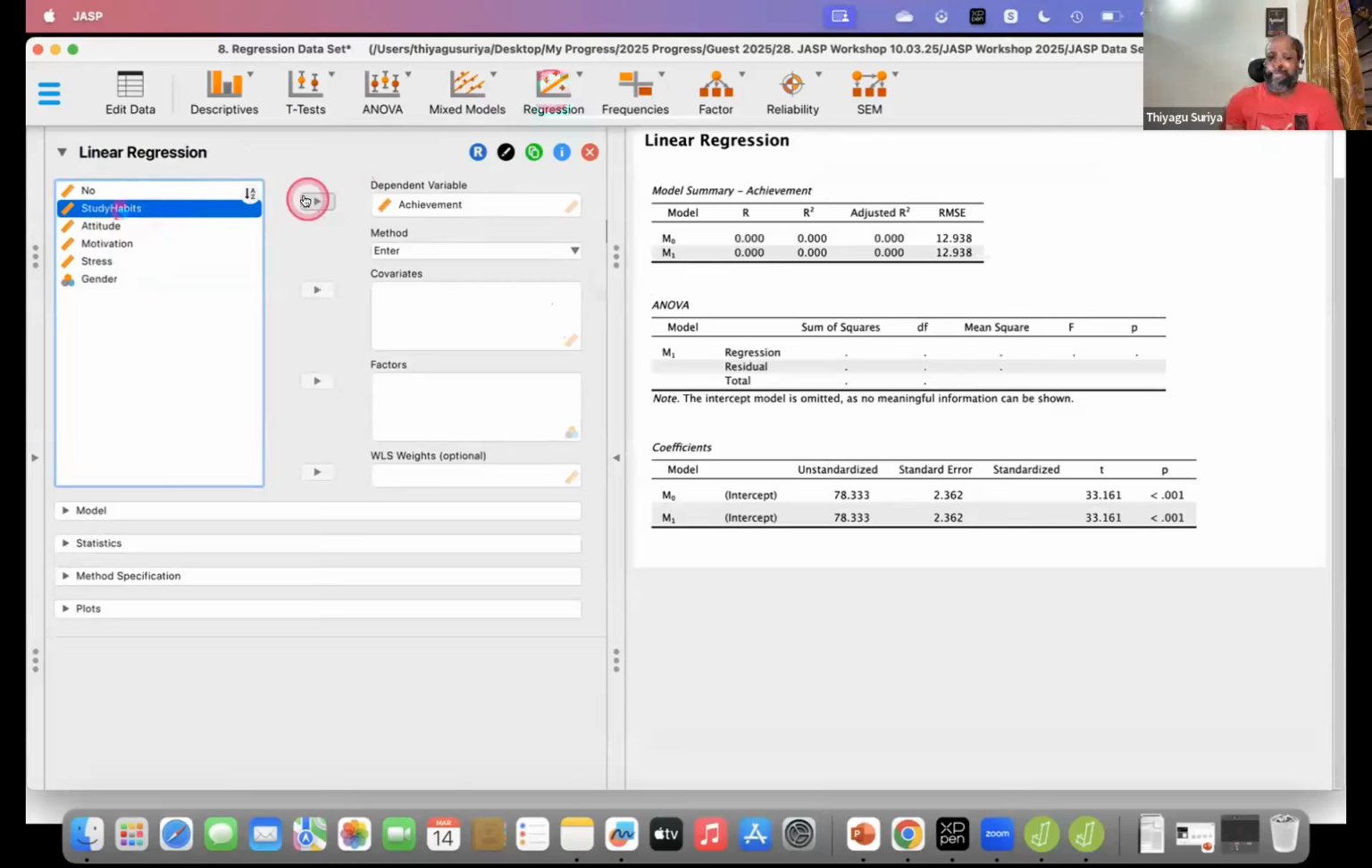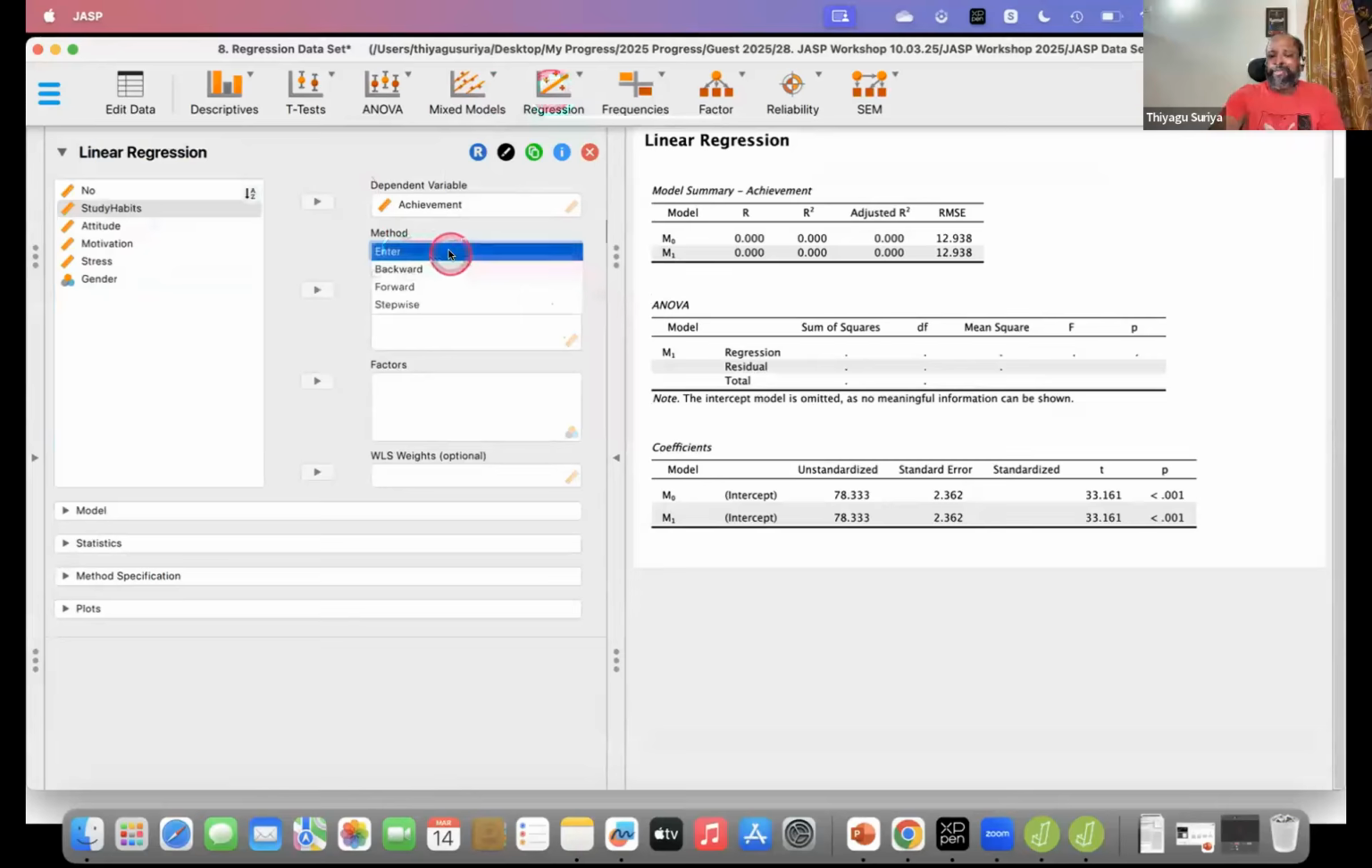Now when you go to the method, you can see we have the Enter method, Backward method, Forward method, and Stepwise. For simple linear regression, go with only the Enter method. For multiple linear regression only, we need Backward, Forward, or Stepwise. But for simple linear, go with only Enter.